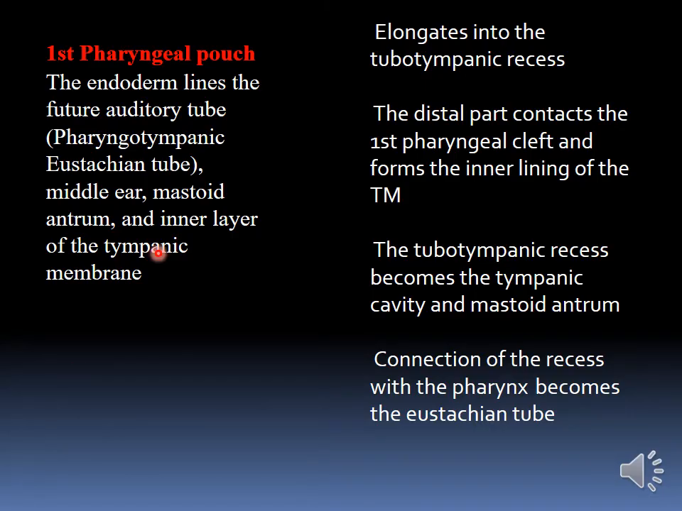Now the first pharyngeal pouch, which is lined by endoderm, gives the middle ear, mastoid antrum, and the lining of the tympanic membrane. It elongates into the tubotympanic recess, and the distal part of it contacts the first pharyngeal cleft, forming the inner lining of the tympanic membrane. The tubotympanic recess becomes the tympanic cavity and mastoid antrum. The connection of the recess with the pharynx becomes the Eustachian tube.